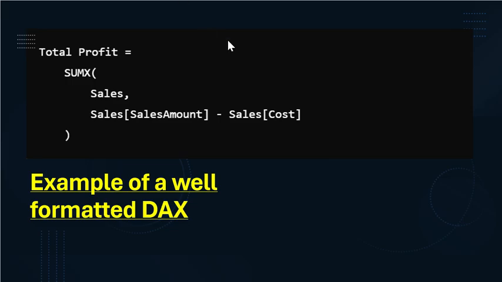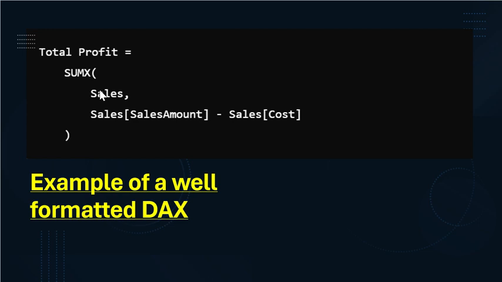This is an example of well formatted DAX. By looking at this example only, you can understand that we are calculating the profit of our data, in which we are subtracting the cost from the sales amount. This is the most important part about formatting. It makes the code more readable and more understandable.